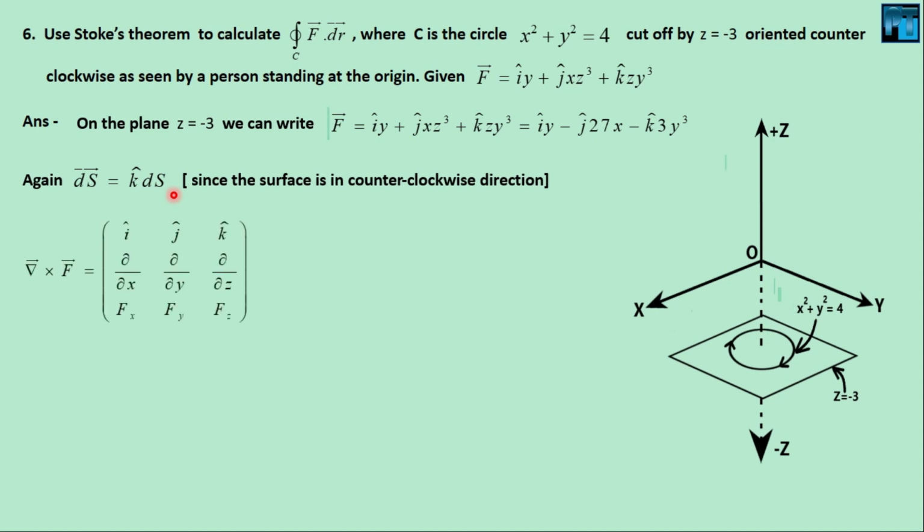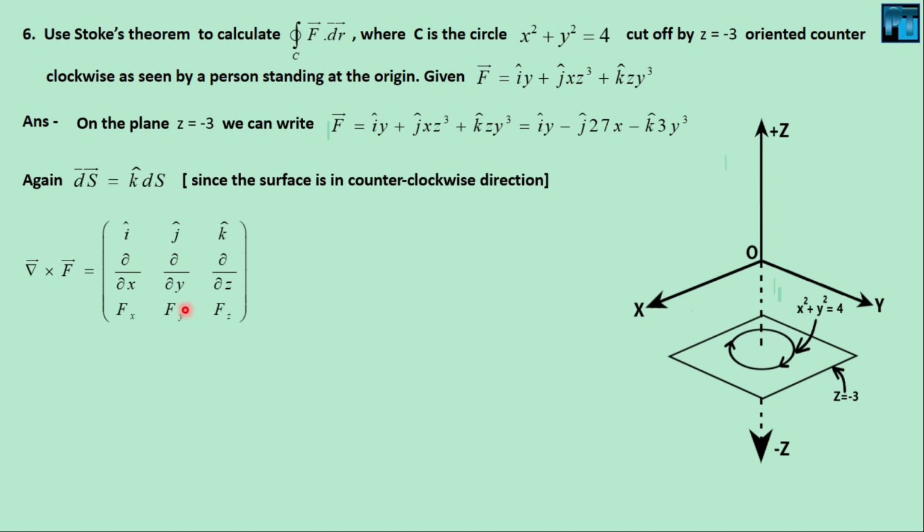del cross F. Why del cross F? Now we are going to convert the closed line integral into a surface integral. Before that, we know that del cross F dot dS. So dS is given and del cross F is given. Now again you will question me, why are you doing this? Why are you doing the hard way? Believe me, first go through the total process and you will notice that this is not the hard way.